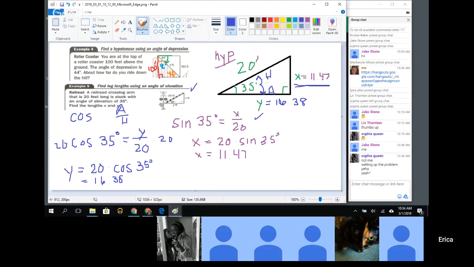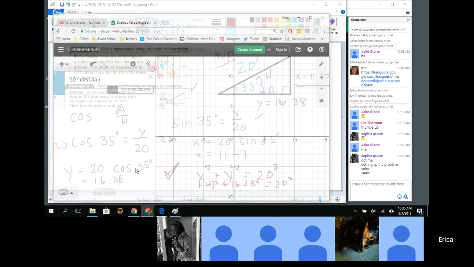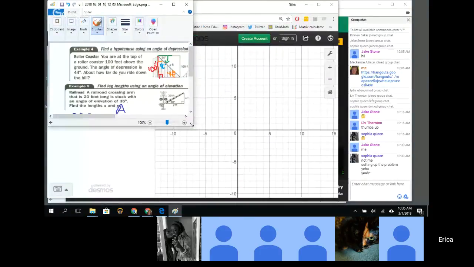If you were really wanting to check this out, we could bust out Pythagoras, right? This is just a check. And we could say, oh, well, this is a right triangle. So x squared plus y squared should equal my hypotenuse squared. And this means 11.47 squared plus 16.38 squared should equal 20 squared. So then you can just use your calculator to check, right? You don't have to do all of the heavy lifting. You got some tools to help you out.